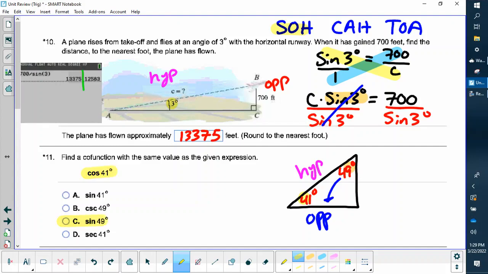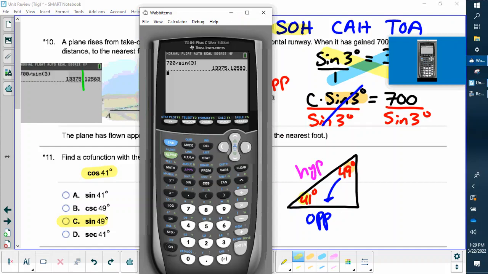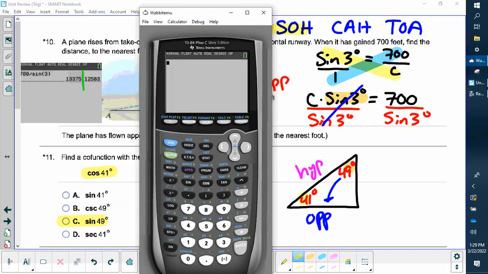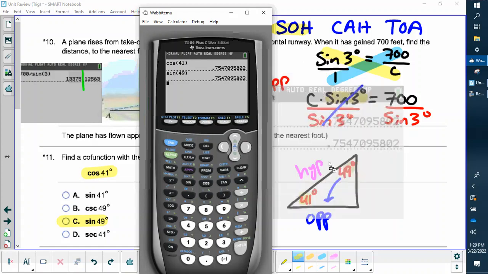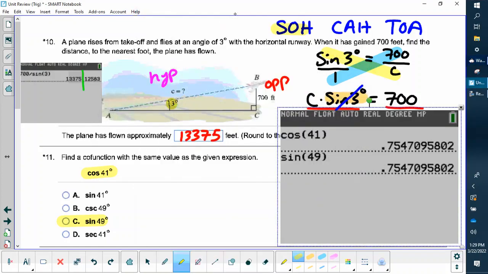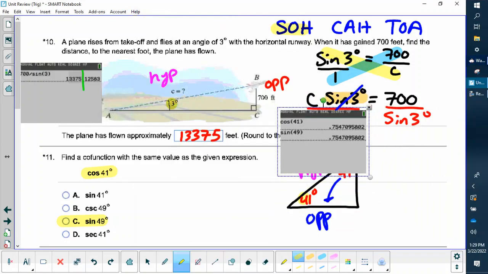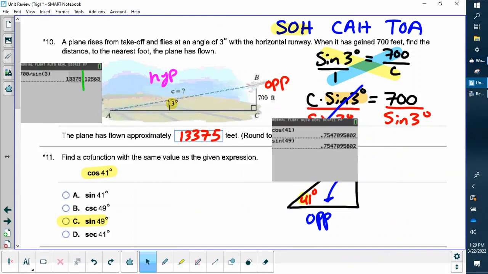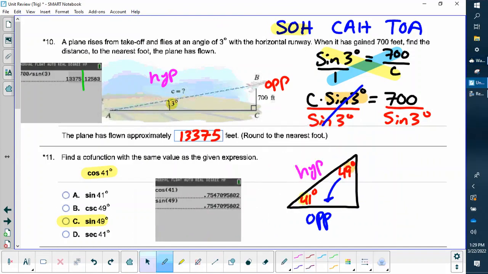There's a quick, easy way to check that. So we have a calculator here. Let's check. The cosine of 41 happens to be that decimal, which represents a ratio. The sine of 49 gives me the exact same answer. Okay, so C is my correct answer here.